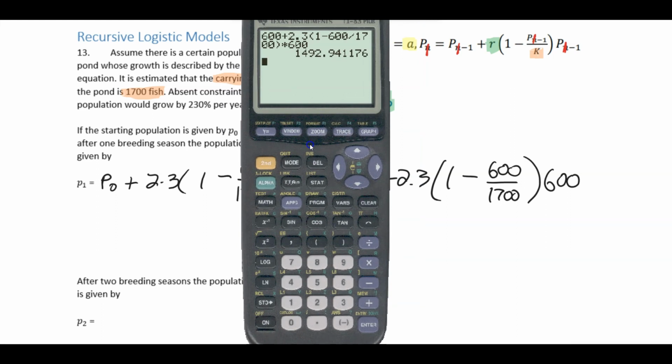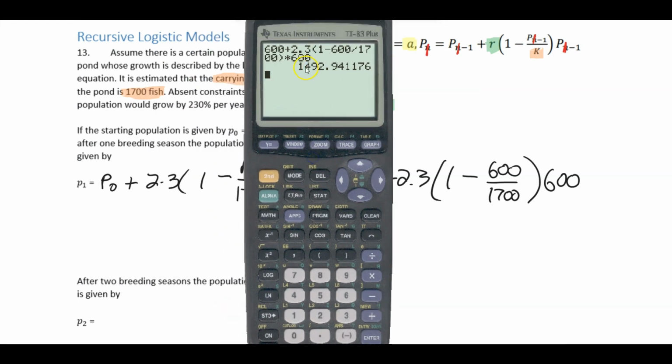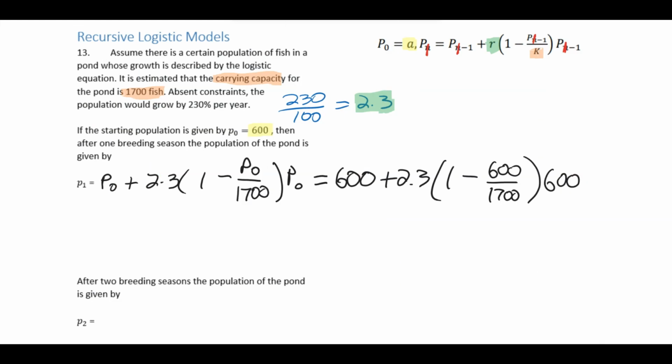On the other hand, to get the right answer for part 2, oh my goodness, we don't want to round this at all. So I'm going to write this whole thing down. So we have P sub 1 equals 1492.941176. Yuck. But that's okay.